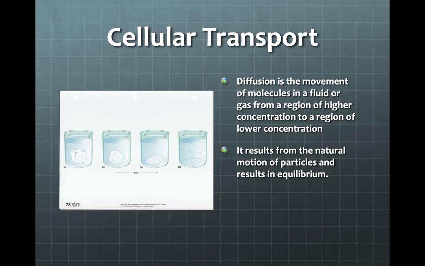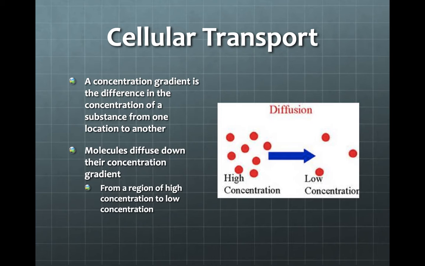So diffusion is the movement of molecules in a fluid or gas from a high concentration to a low concentration, like we looked at osmosis with water. It is a result of natural motion of particles, and they result in equilibrium. So we have a concentration gradient. A concentration gradient is the difference in concentration from one location to another, and molecules will diffuse down their concentration gradient from a high to a low concentration.